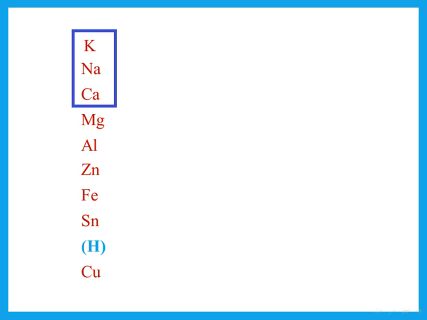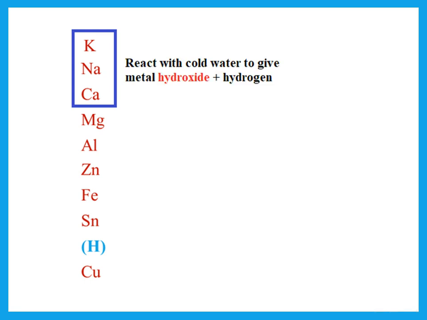Then we have reaction with water, and we said some of the metals react with cold water and some react with steam. And you have to remember in the electrochemical series which ones react with water. The ones that react with cold water are the more reactive metals: potassium, sodium, calcium. And when they react with cold water, they give the metal hydroxide. So potassium in water gives potassium hydroxide. Sodium in water gives sodium hydroxide, plus what? Plus hydrogen gas.